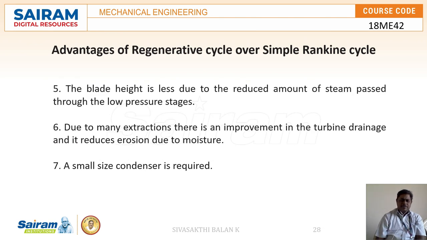And apart from this, we can also see that the blade height is less due to the reduced amount of steam passed through the low pressure stages. And a sixth advantage is that due to the many extractions, there is an improvement in the turbine drainage and it reduces erosion due to moisture. And finally, a small size of condenser is required to complete the process of the Rankine cycle.